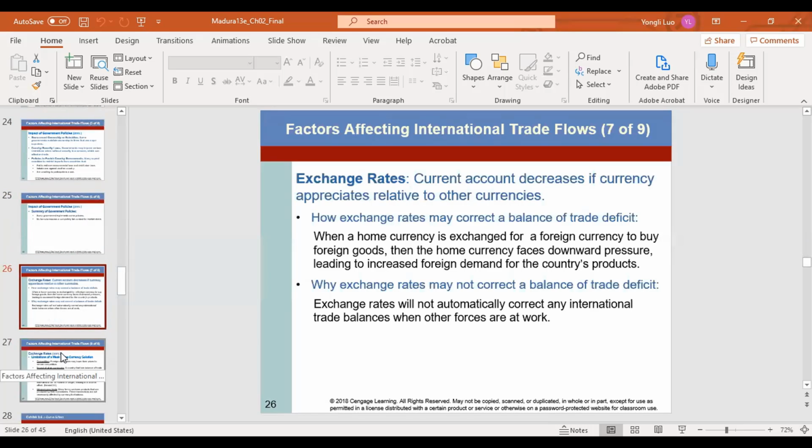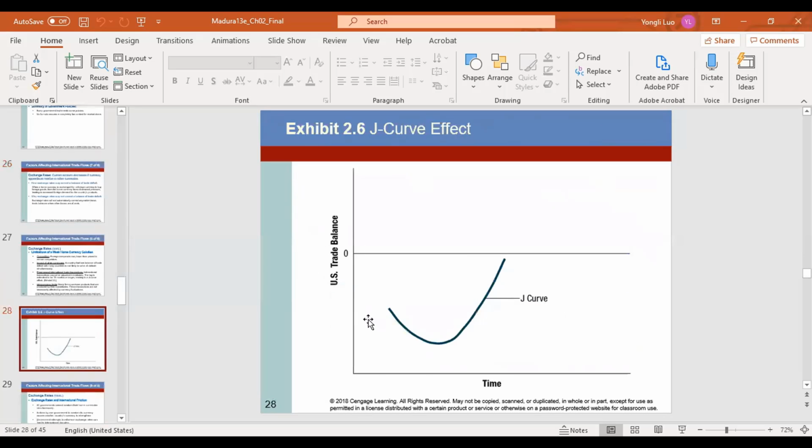Another factor is exchange rates. The current account decreases if the currency appreciates relative to other currencies. The J curve shows that as time goes on, the US trade balance will increase, but at the initial stage it will get worse. That's what we call the J-curve effect.